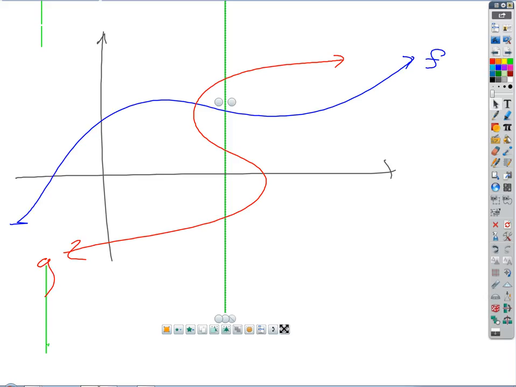Now, we could say, however, are there some intervals on which the red relation could be considered a function? So where would that be, for example?